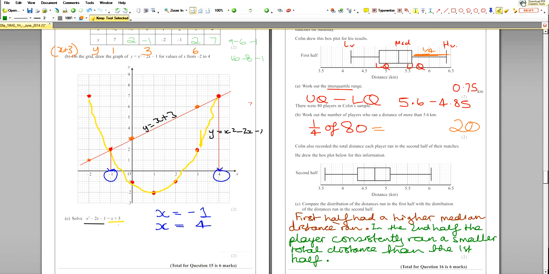The box in the first half is higher up. It started at 4.85 and finished at 5.6, whereas this one started lower down and finished at 5.15, I think it is. That's right. Are we happy with that? So that's our interpreting the data. Good. Are we ready for the next question?